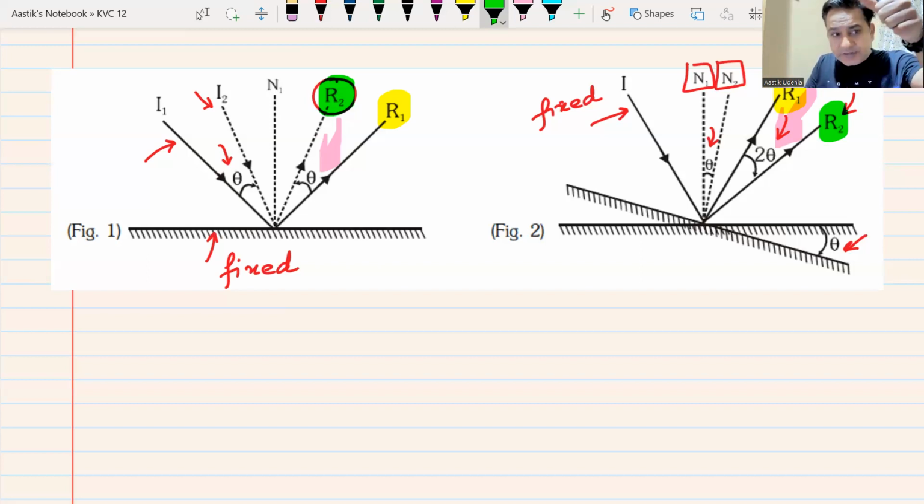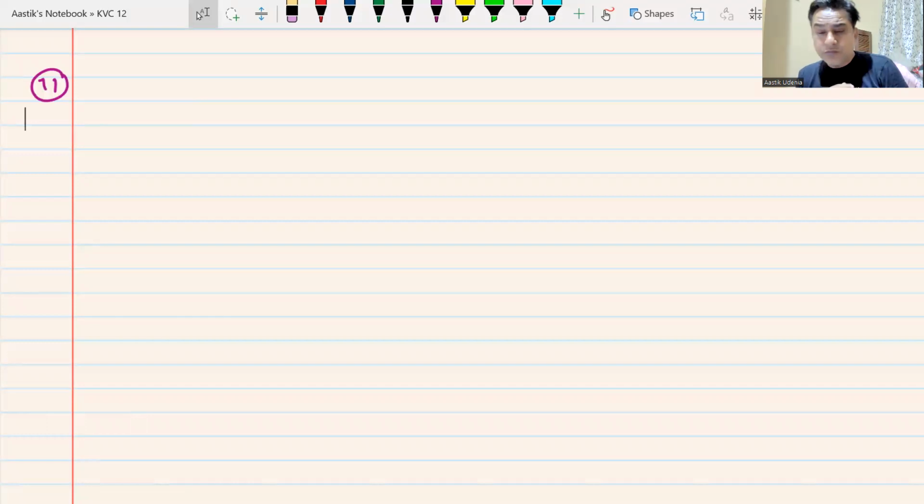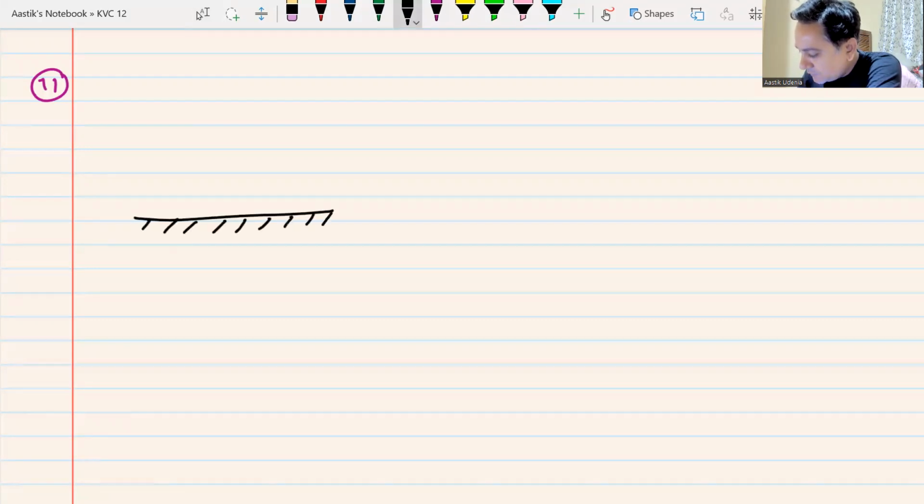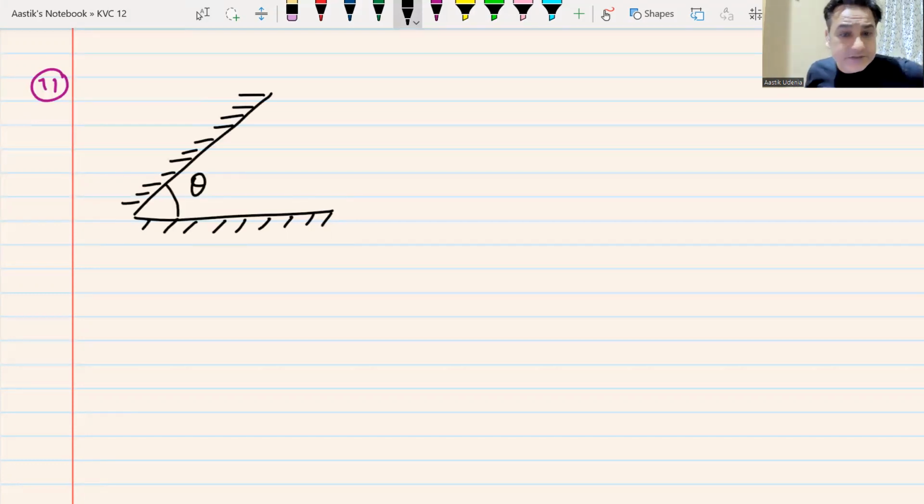Yes, sir. Then we move on to multiple deflections. What happens if I have two mirrors? Remember, I am talking about plane mirrors. What if I have two plane mirrors which have an angle theta between them, and I have an object O placed between them.